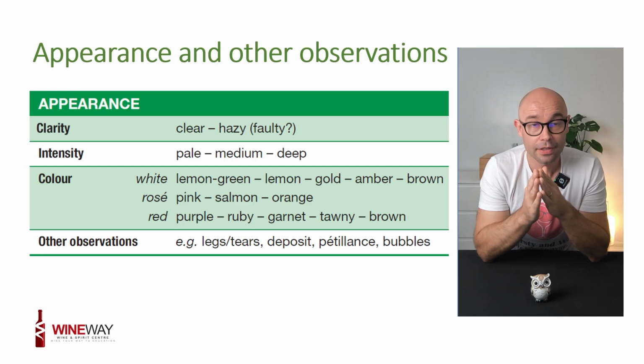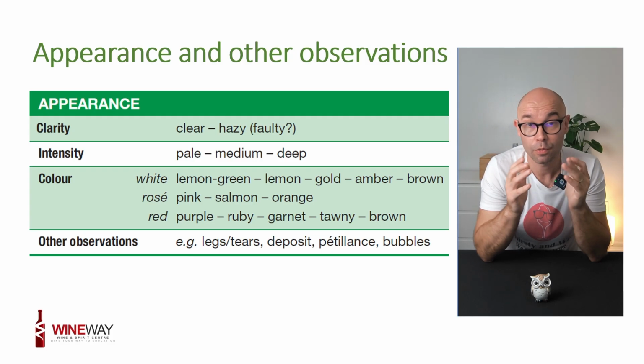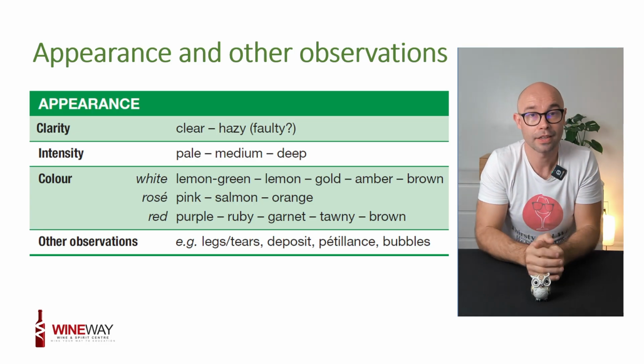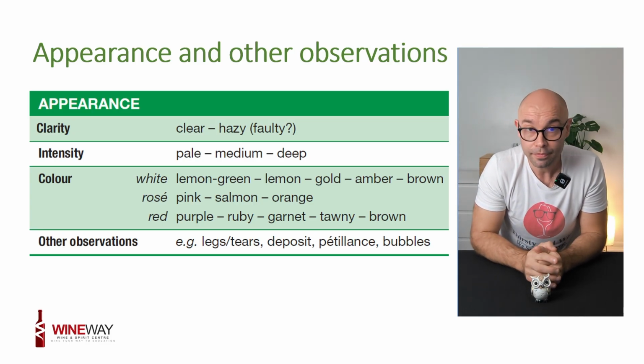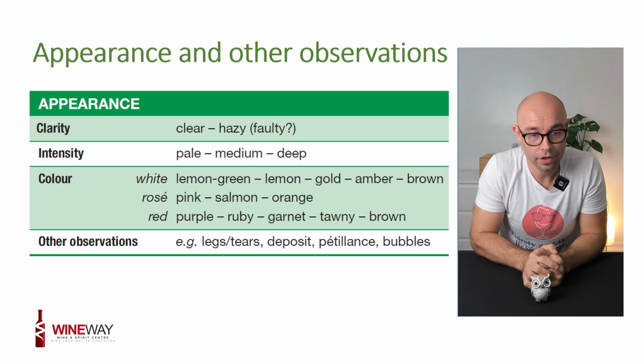For rosé wines, young wines are going to be pink. If you get a touch of orange in the rosé wines, it is going to be described as salmon, and if the wine is orange, it's going to be described as orange. If there's no pink in it, it will be described as orange.